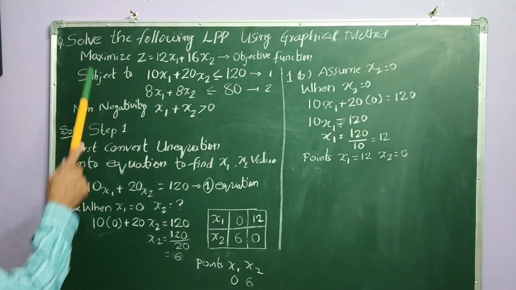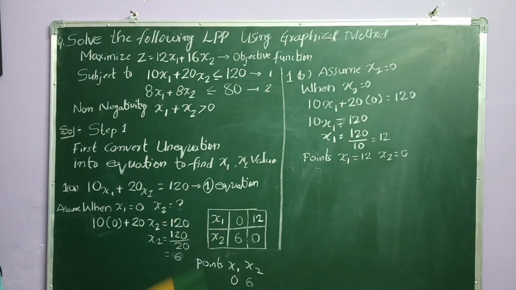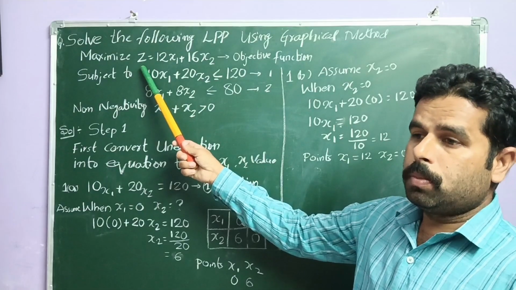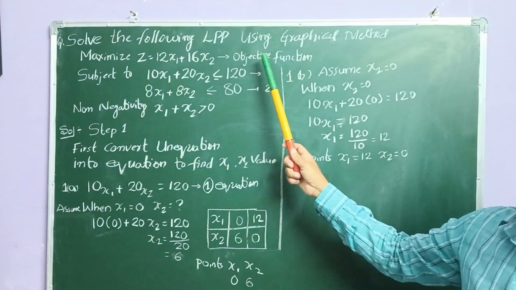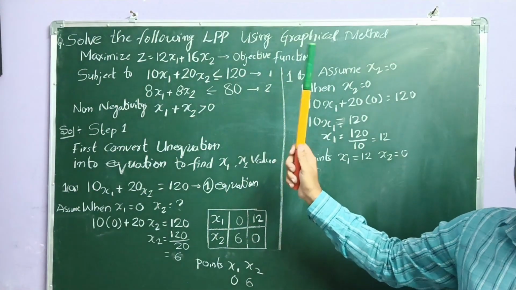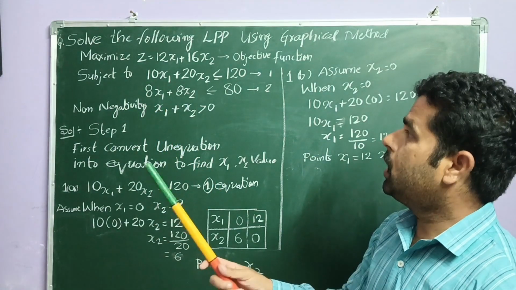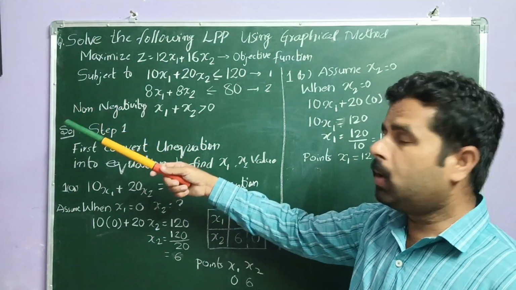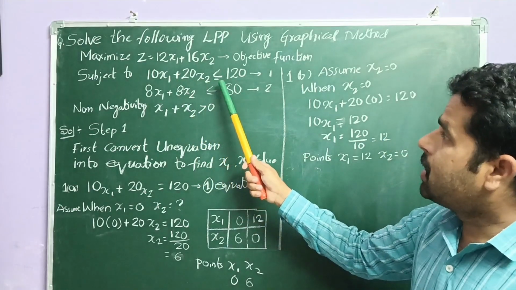You observe carefully. Solve the following LPP using the graphical method. Listen, my dear friends. Maximize z equals 12x1 plus 16x2. This maximization is called the objective function, so you have to remember this is the objective function. The next one is subject to constraints, or subject to conditions, we can say. Based on the different universities and boards, they will use different words. That is subject to 10x1 plus 20x2 less than or equal to 120.